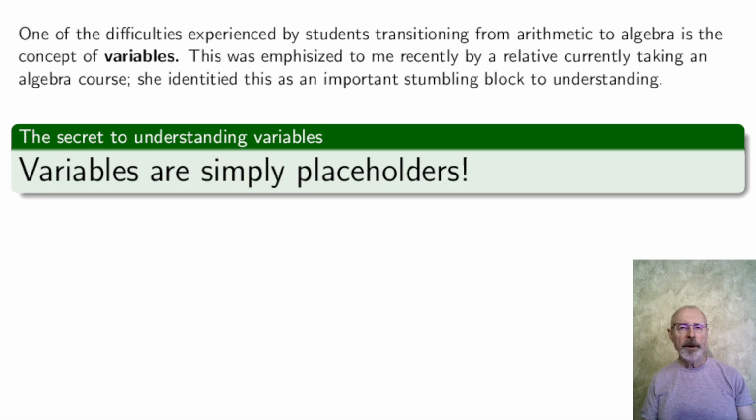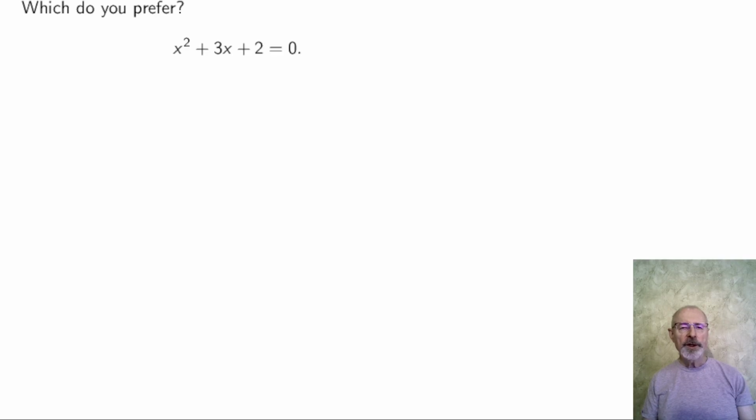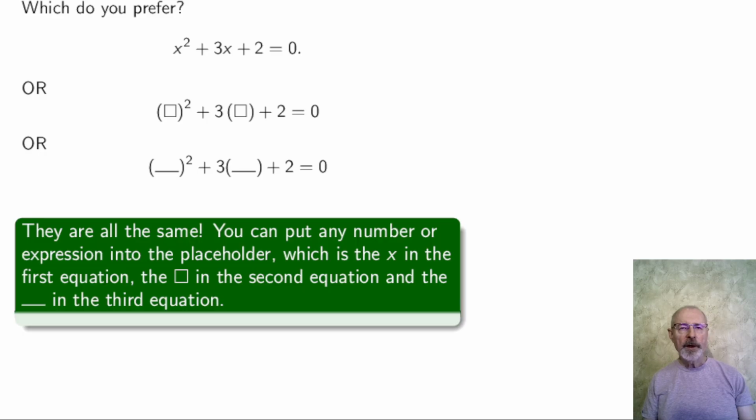One of the difficulties experienced by students transitioning from arithmetic to algebra is the concept of variables. The secret to variables is to realize that they are simply placeholders. Which do you prefer? x squared plus 3x plus 2 equals 0, or box squared plus 3 box plus 2 equals 0, or underline squared plus 3 times underline plus 2 equals 0. They're all the same. You can put any number or expression into the placeholder, which is the x in the first equation, the box in the second equation, and the underline in the third equation.